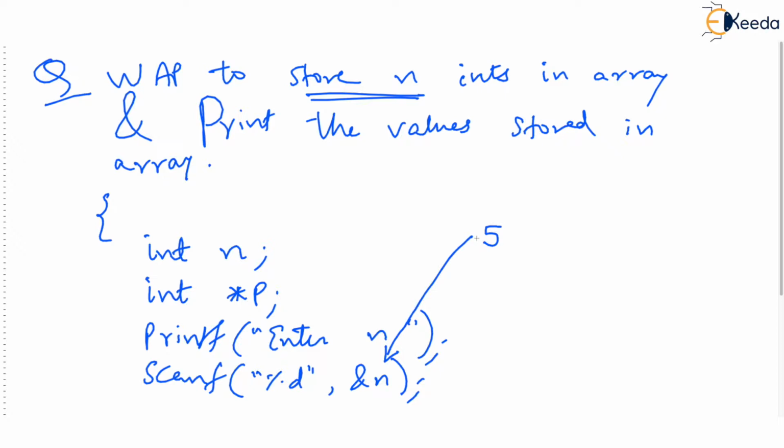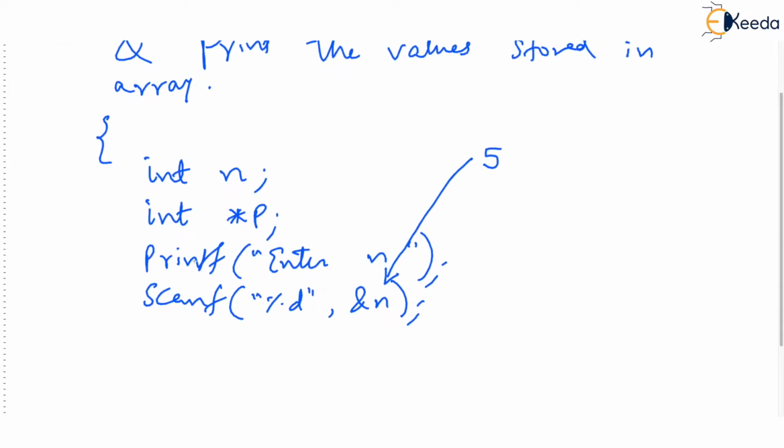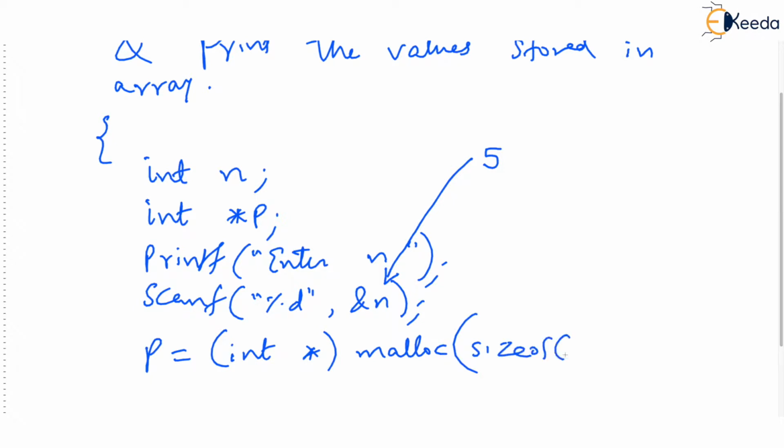So don't you feel we should create an array exactly of size n, not one more, not one less? And how can you create the array of size n? Just say p is equal to, p is an int pointer, so typecasting is needed, further malloc, then sizeof(int) multiplied by n.